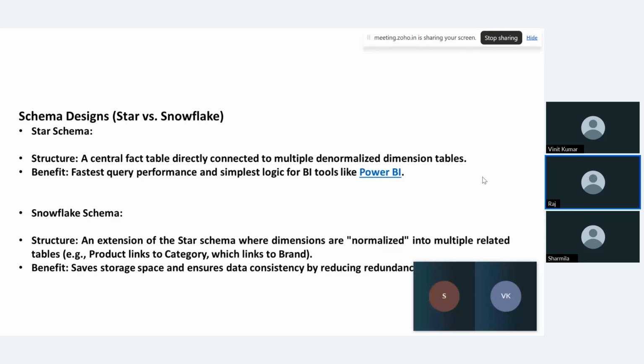Within the star schema, we have a fact table at the center, and all the dimension tables, which are denormalized tables, are connected to this fact table. Because these are denormalized tables, they are optimized for fast queries. So whenever we have to use BI tools like Power BI or Tableau and publish dashboards on top of it, we can use this.